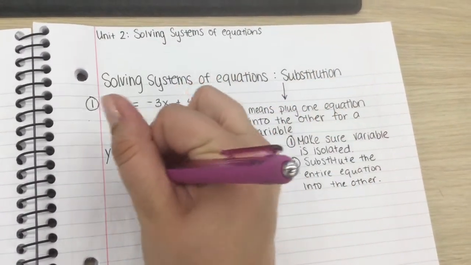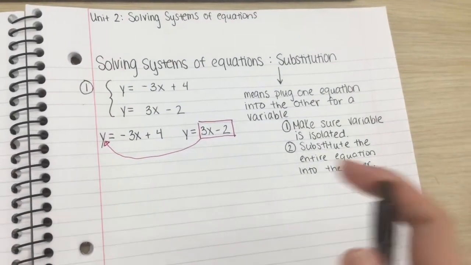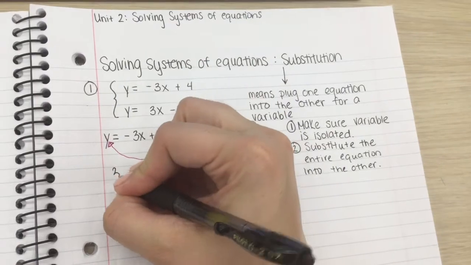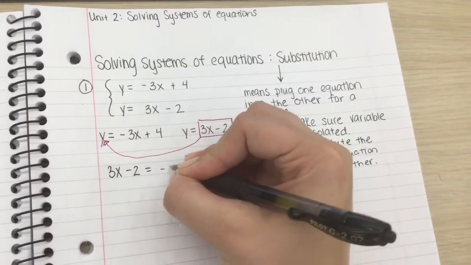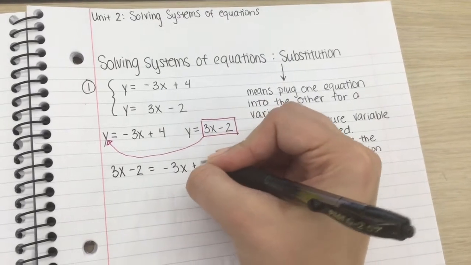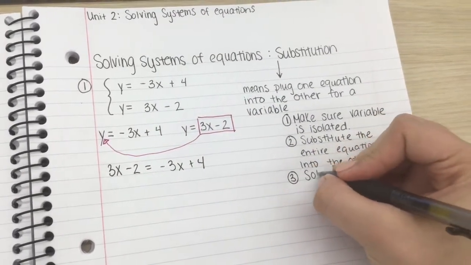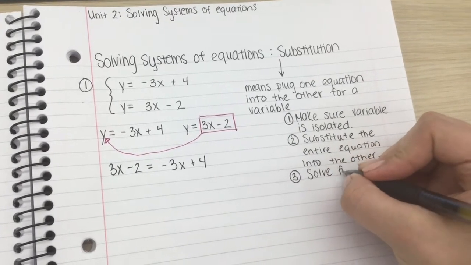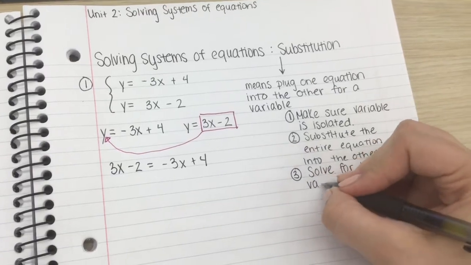It doesn't matter which one here, but I'm just going to choose that second equation, and I'm going to put a little box around what the equation looks like, 3x minus 2. I'm going to substitute that 3x minus 2 in for y, because that's what y is equal to. So instead of writing y equals, I'm writing 3x minus 2 equals, and then the rest of the equation that I see. Now I only have an equation to solve for one variable. I can solve for x here.